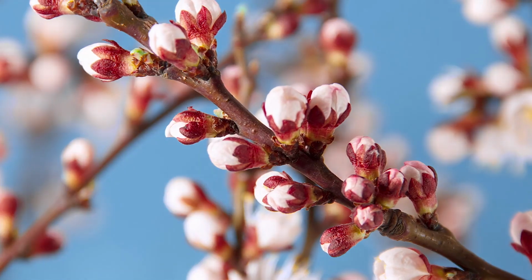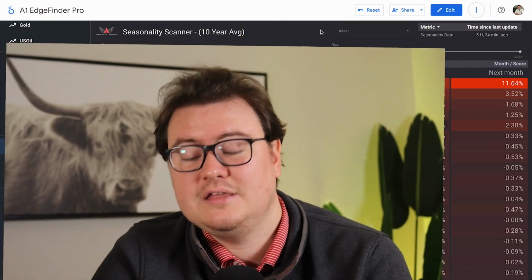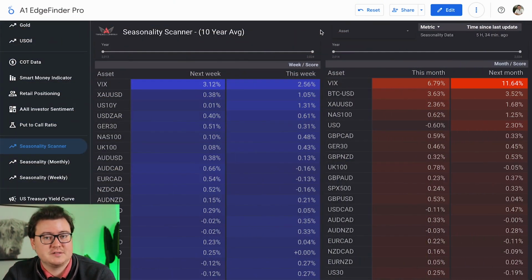We're all familiar with the four seasons. You have winter, spring, summer, and fall. And even as the seasons change, some things stay the same, which is why today we are talking about seasonality. And to do so, we're going to be taking a look at the A1 Edge Finder Pro.